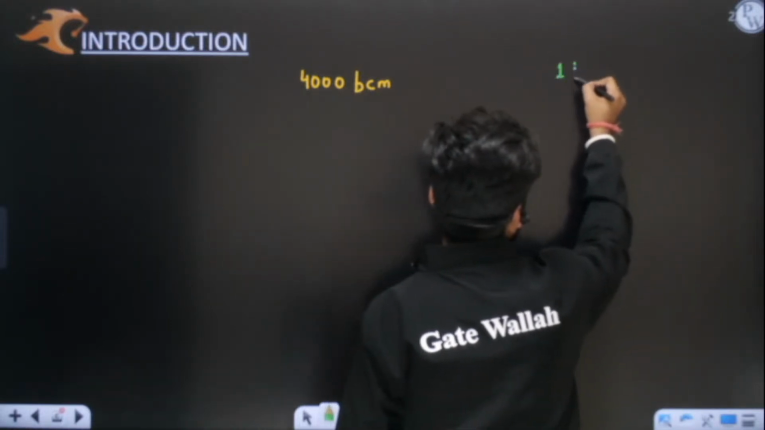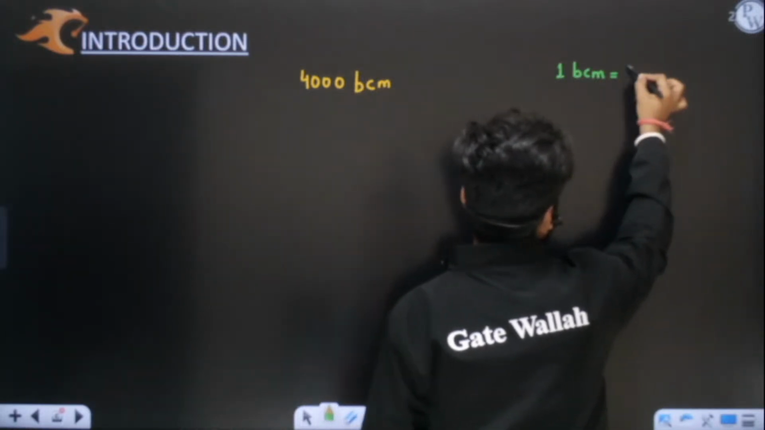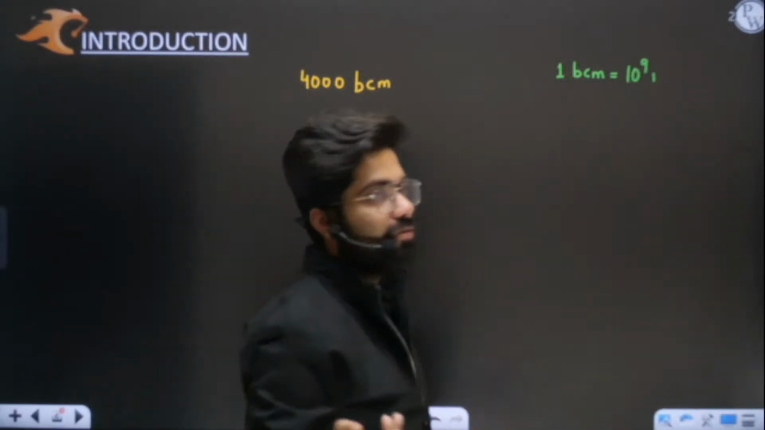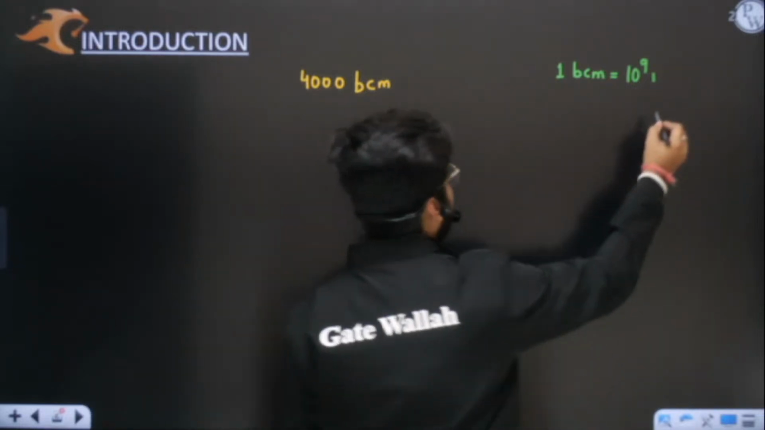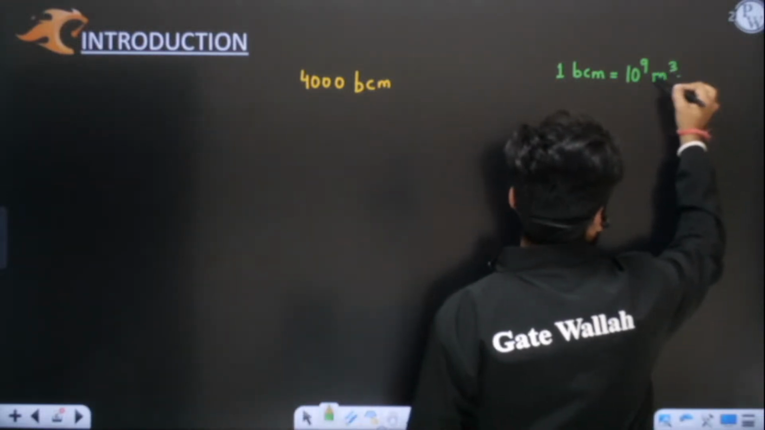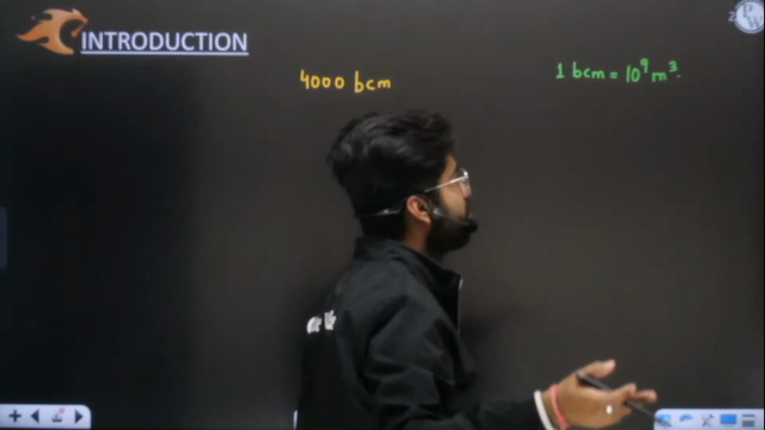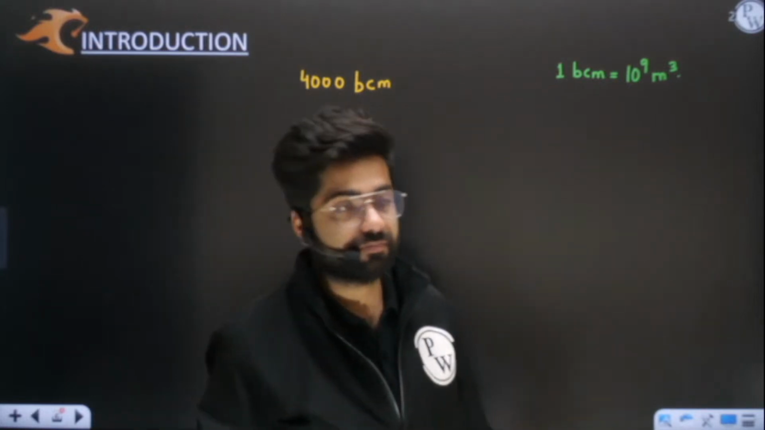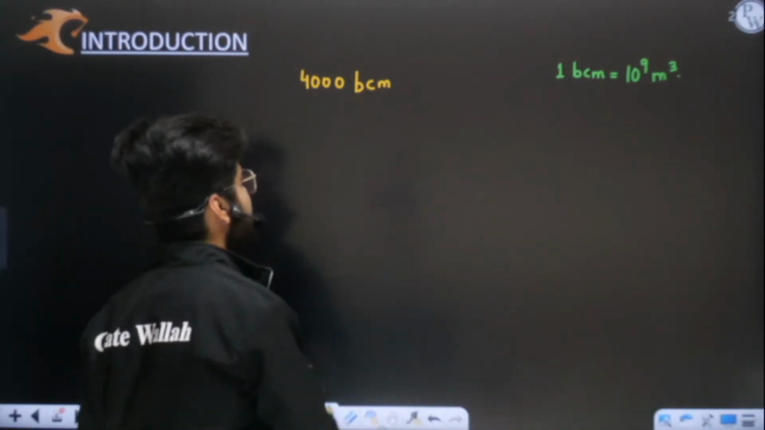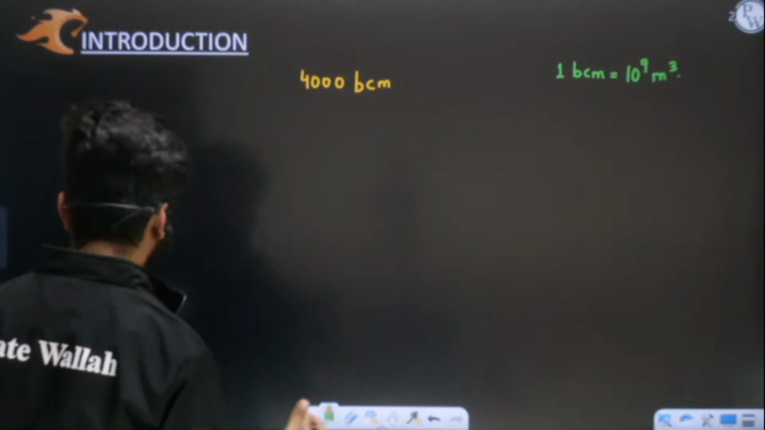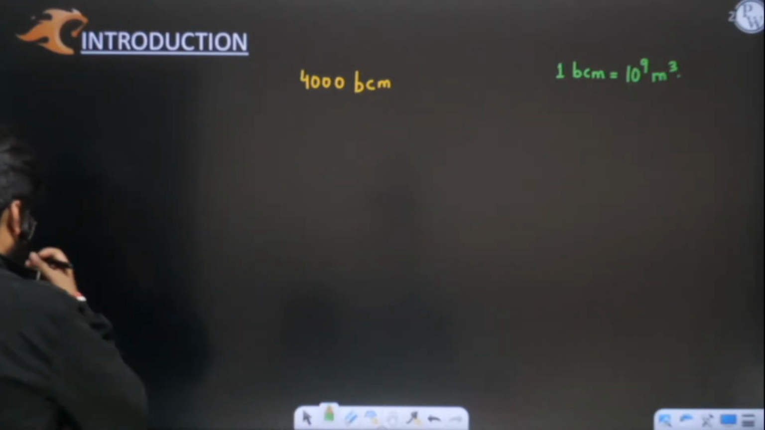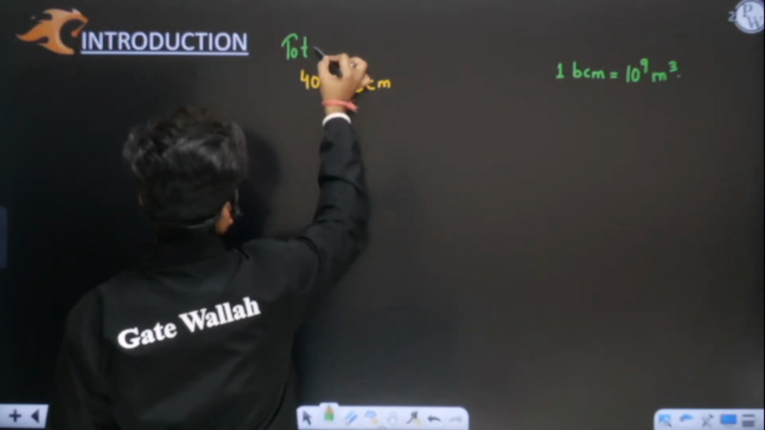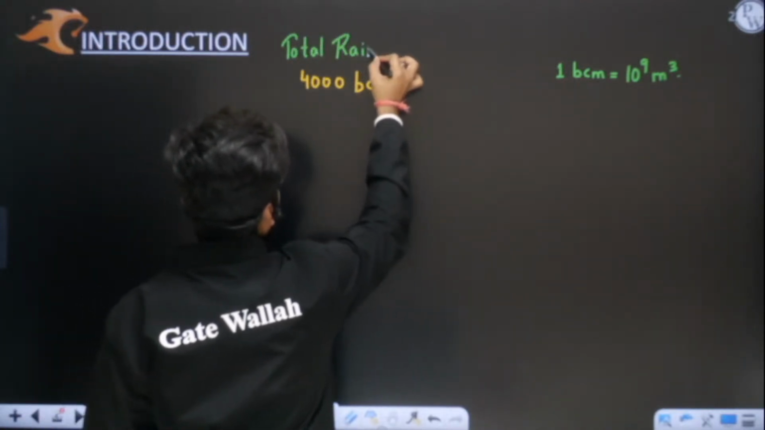Billion cubic meter. Billion means 10 power 9. Cubic meter you all know, meter cube is simply your unit of volume. 10 power 9, or you can say 100 crores. 100 crores meter cube is your 1 BCM. So this is the total volume of water which is received by your Indian subcontinent every year. This is your total rainfall in India.